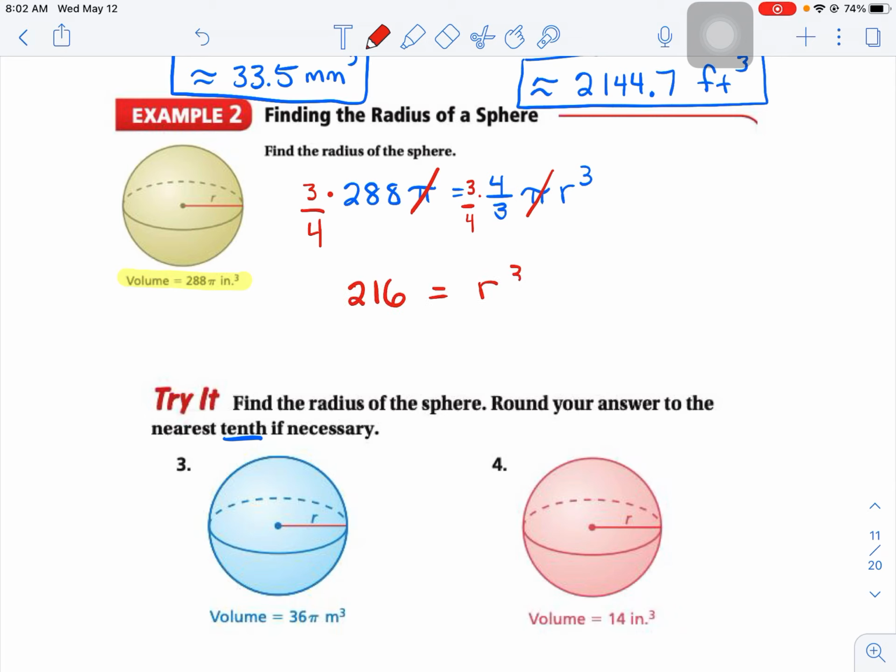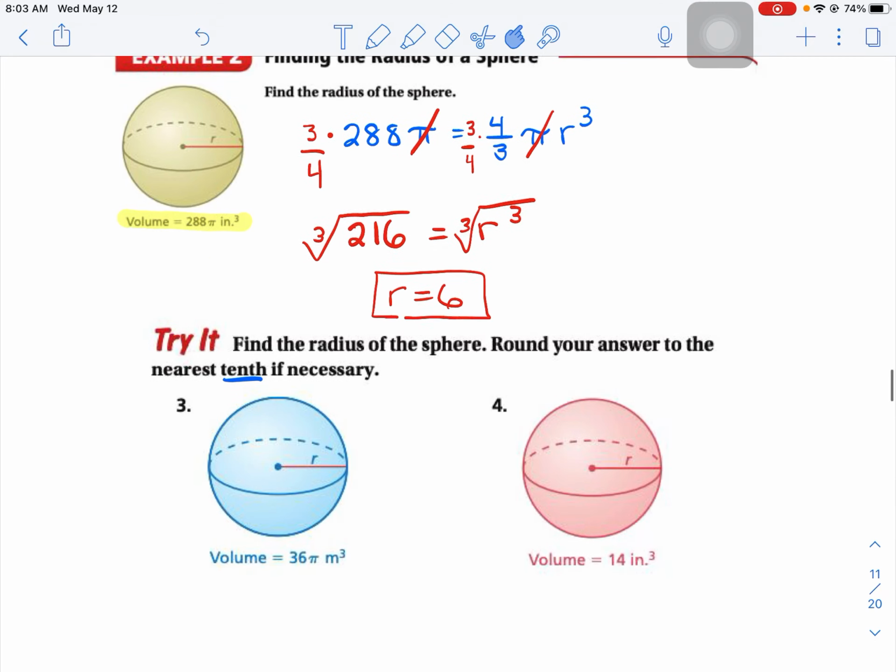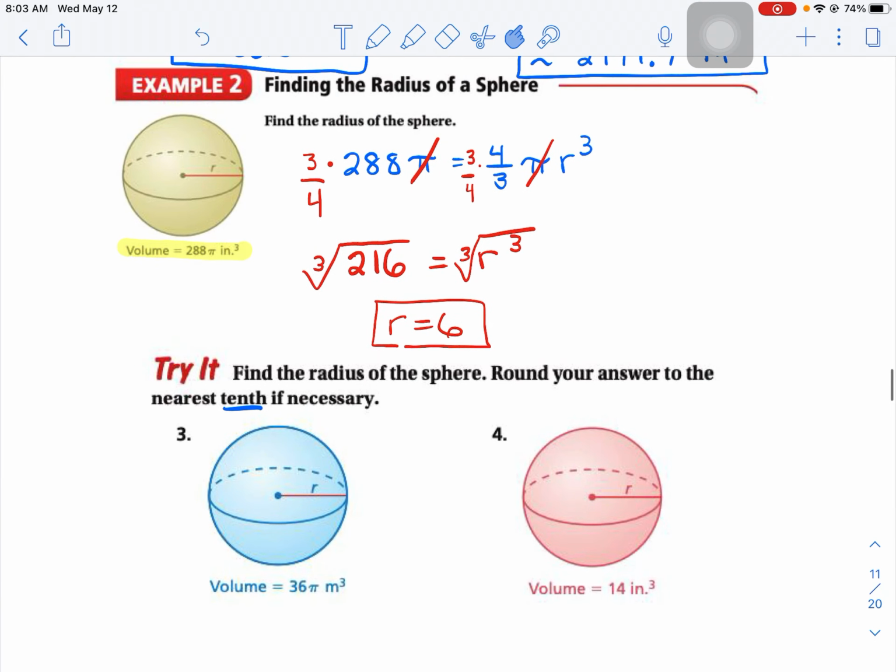equals r cubed. Okay, and to get r by itself, I have to take the cube root of both sides. So remember, in your calculator, you'll want to hit that 3 button, and then second caret key, to get that cube root. And if we take the cube root of 216, we should end up with r equals 6. Sorry, and my units here were inches.